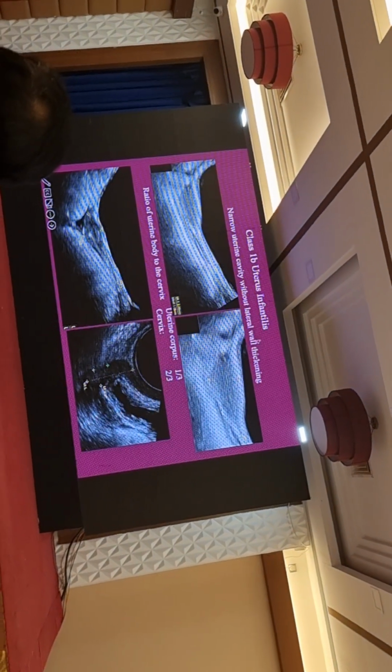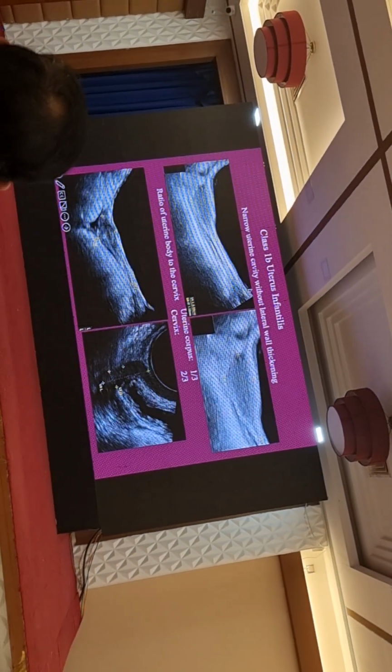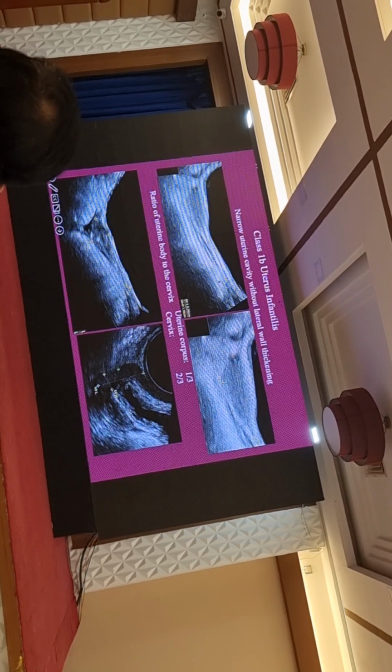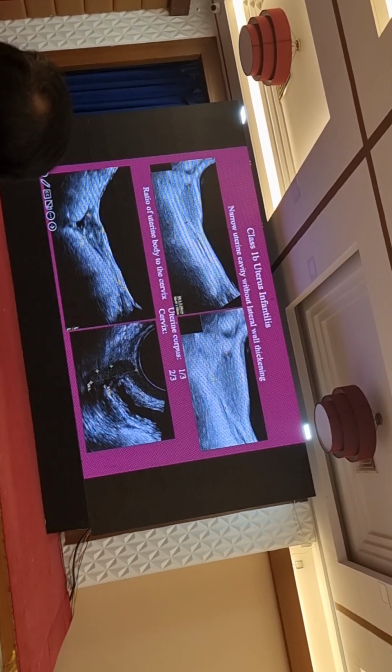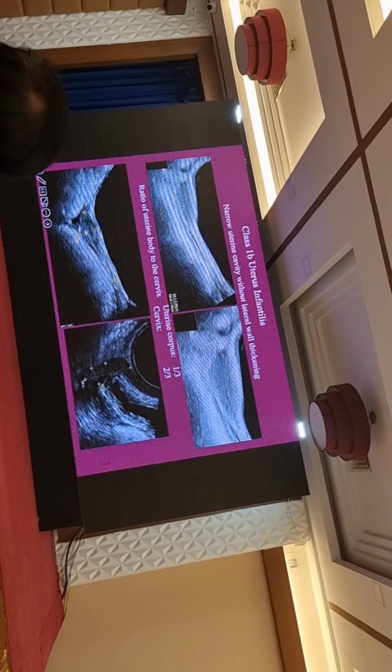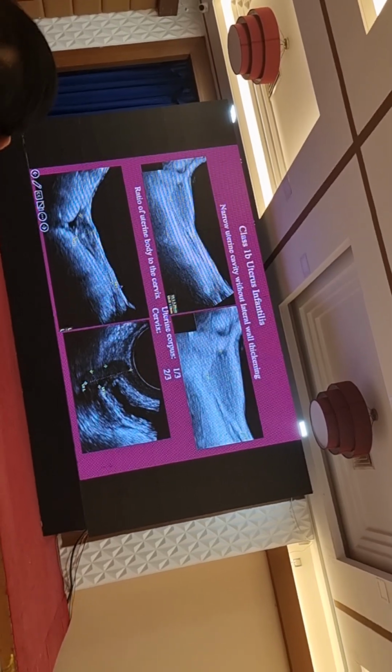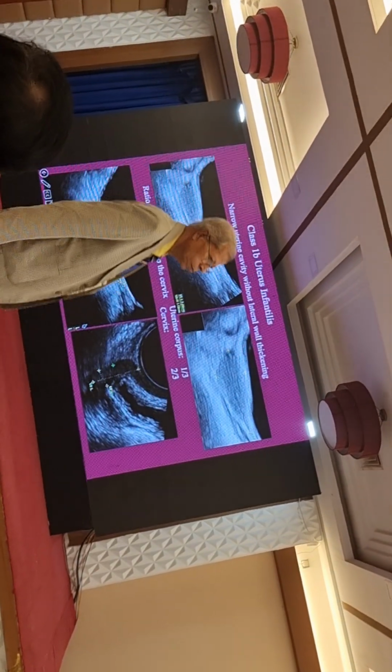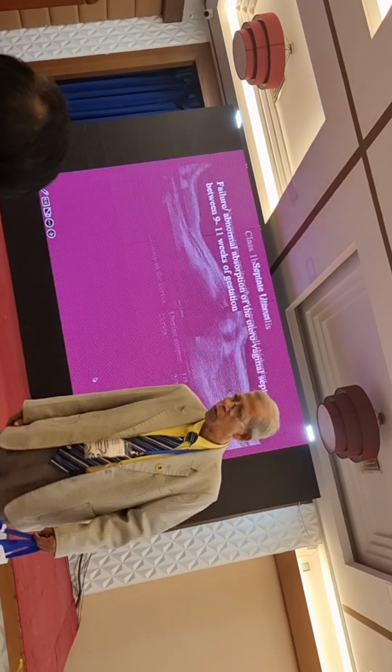Then there's the uterus infantilis, which is narrowing of the uterine cavity without lateral wall thickening. Now here the ratio of the body to the cervix is reversed. The uterine body is 1/3 and the cervix is 2/3. And these are just two different examples of the same hypoplastic uterus.